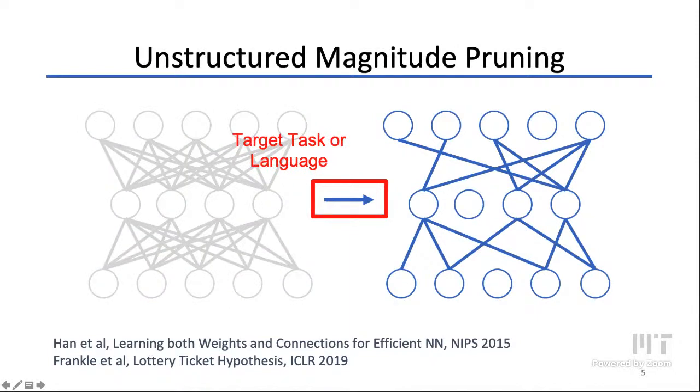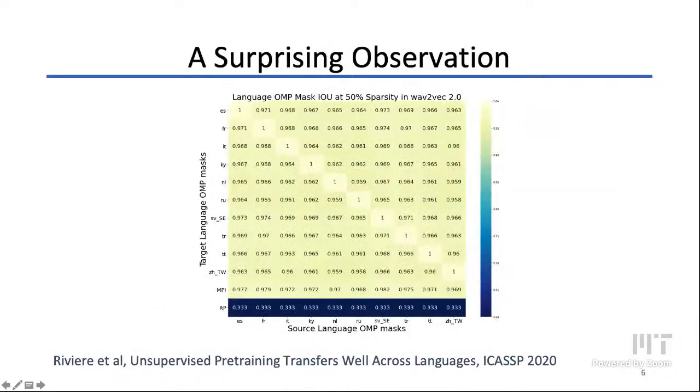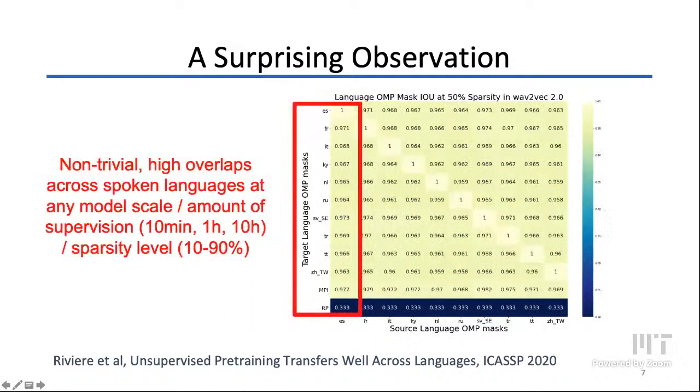So for example, wav2vec 2.0 fine-tuned for French, and then we prune it and then do some network retraining. One surprising observation is that models fine-tuned for different spoken languages have high similarity in their pruning patterns. So for example, wav2vec 2.0 fine-tuned for French and fine-tuned for Spanish have 97% pruning mask overlap. And this holds for any spoken language pair, any model scale, amount of supervision, and sparsity level.